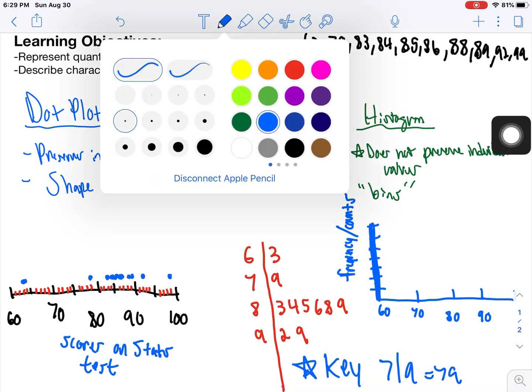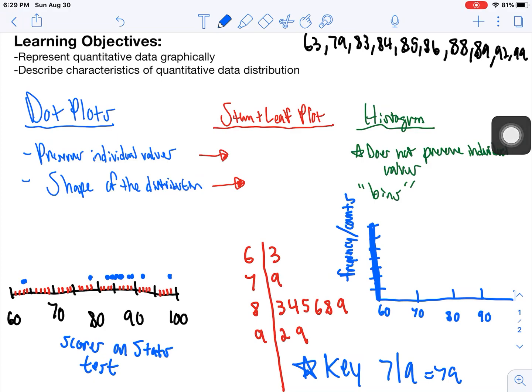Well, that just happened one time. It was 63, right? So the frequency was just 1. So the size of this bin is just 1. All right, my second bin from 70 to 80, really 70 to 79, how many values did I have that were in that range? Just 1. So this bin is going to be the exact same size as the first one.